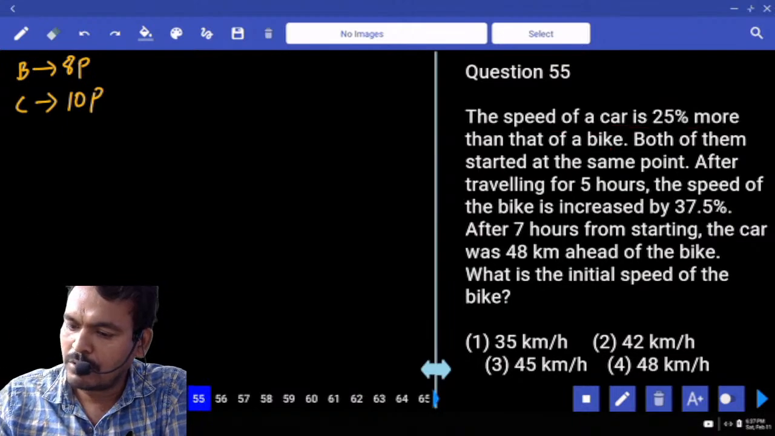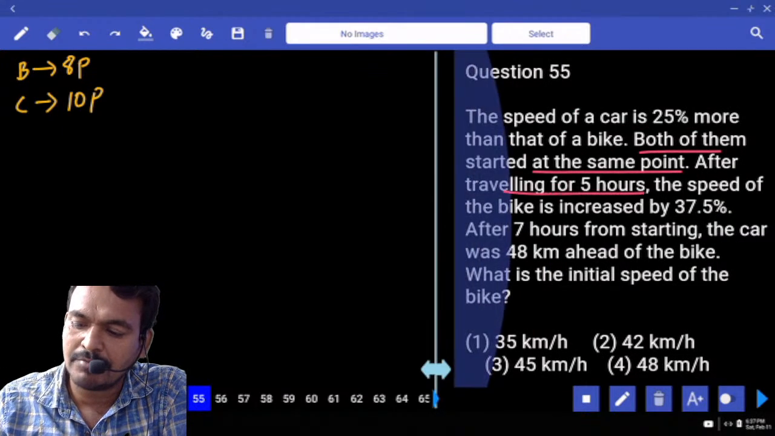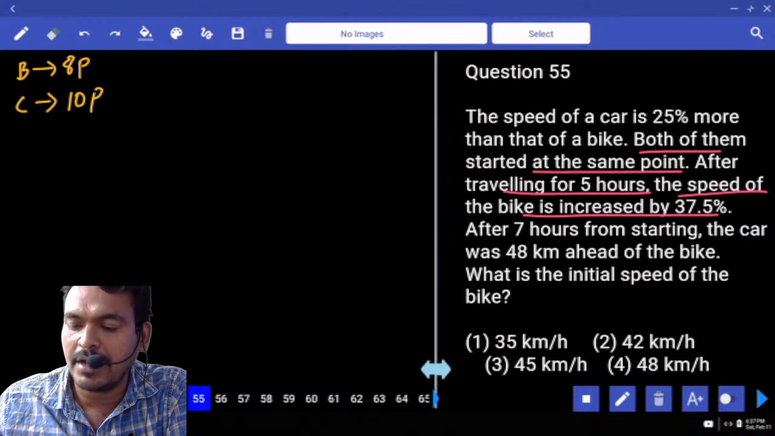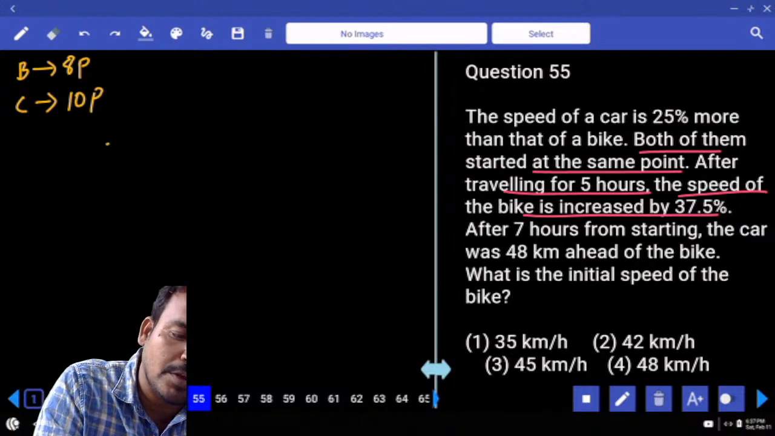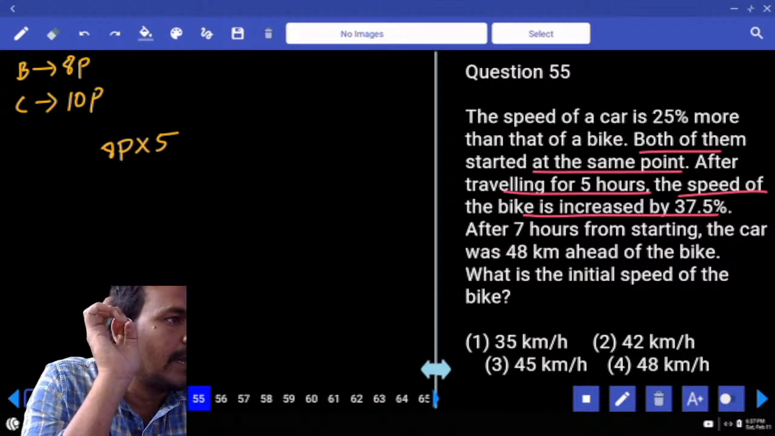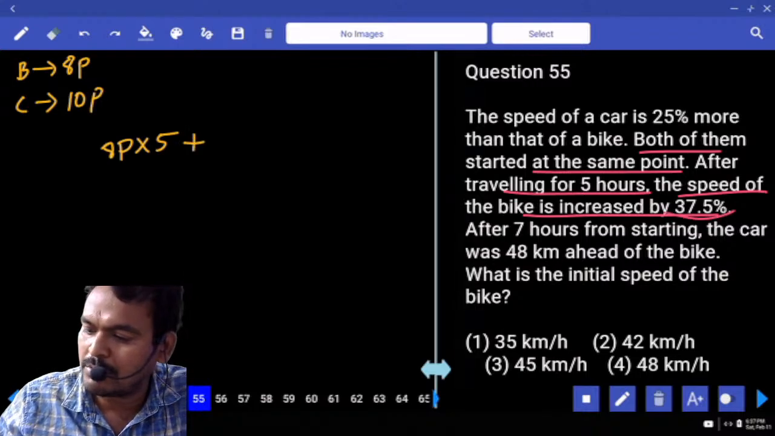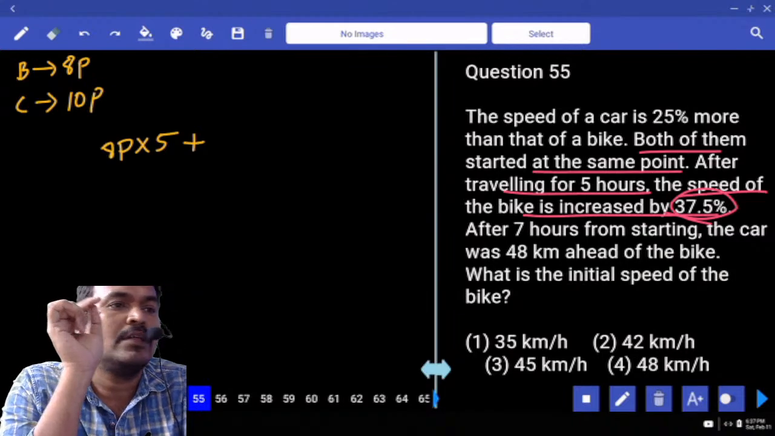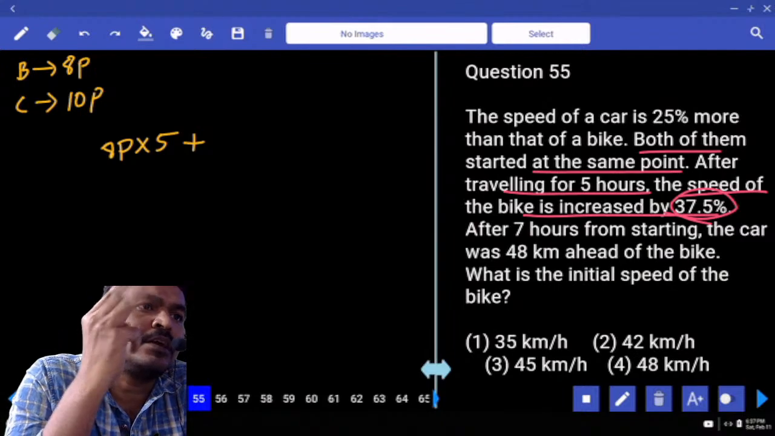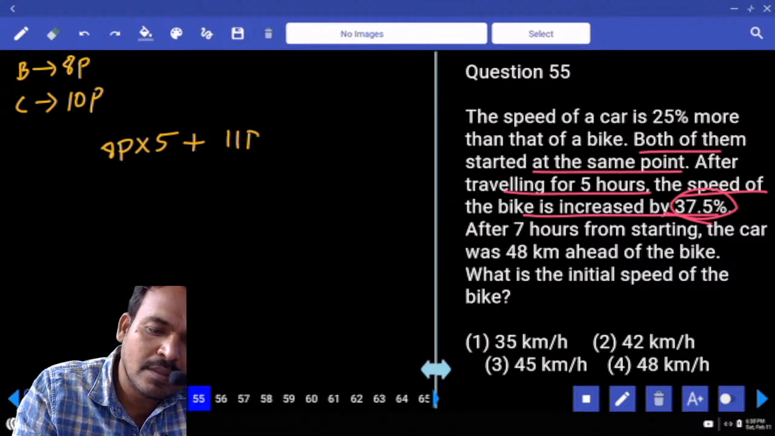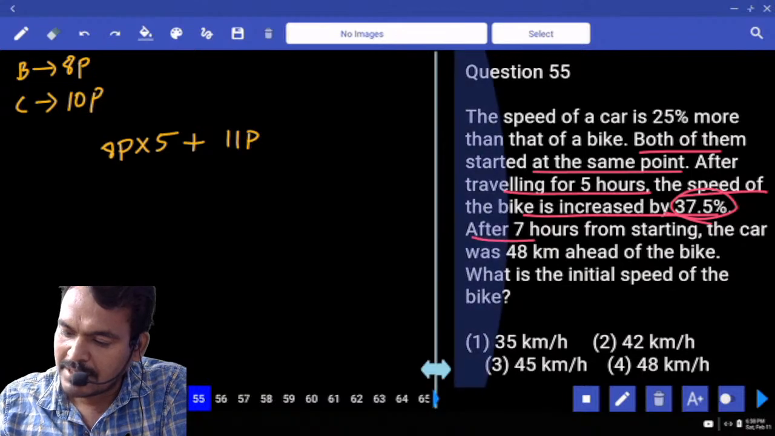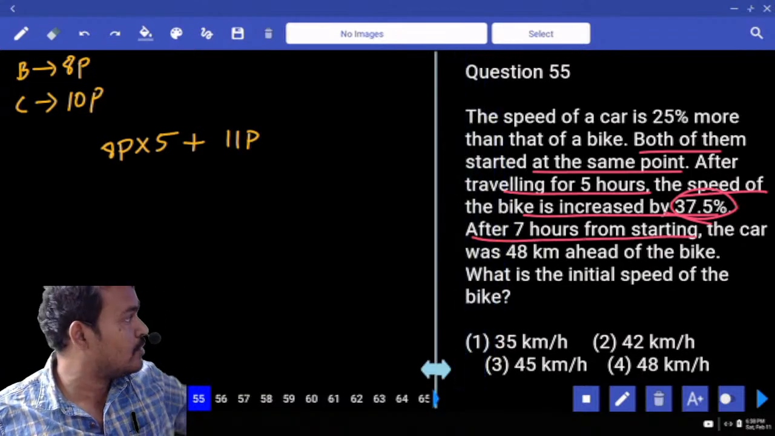Next point, both of them started at the same point, after traveling for how many hours? 5 hours. The speed of the bike is increased by how much? 37.5%. Bike speed is how many parts? 8 parts, traveled for 5 hours. But after 5 hours, his speed is increased by 37.5. What is the 37.5% fraction? 3 by 8. What is 3 by 8 of 8 parts? 3. 8 plus 3 is 11 parts. So after 5 hours, speed is 11 parts.